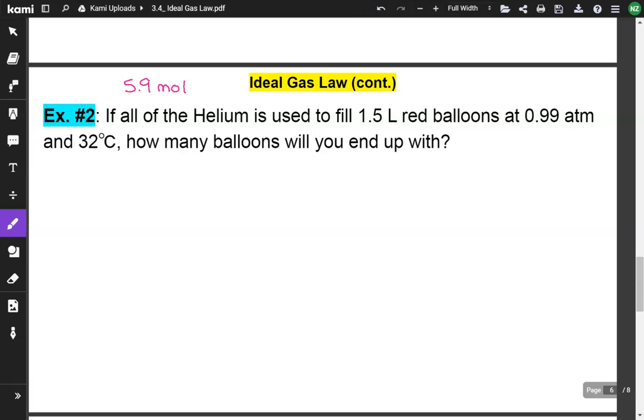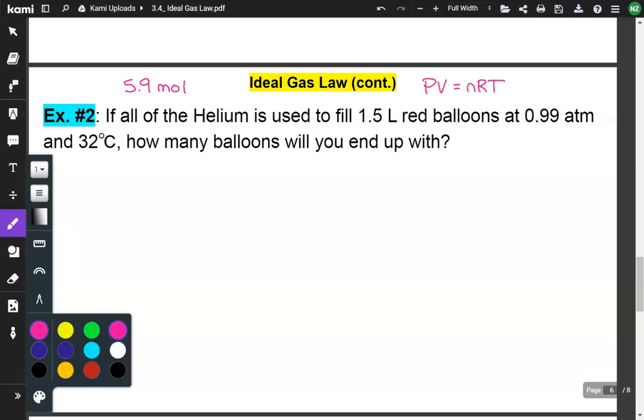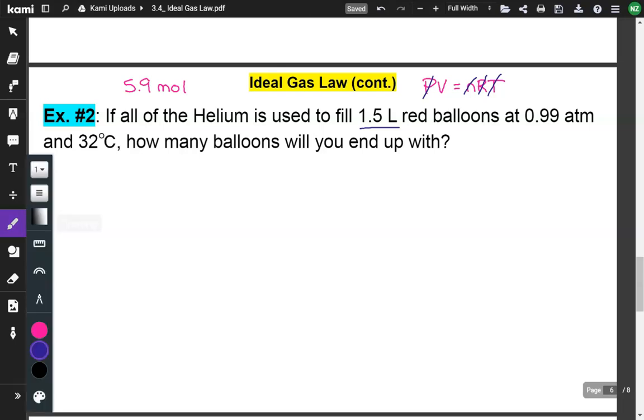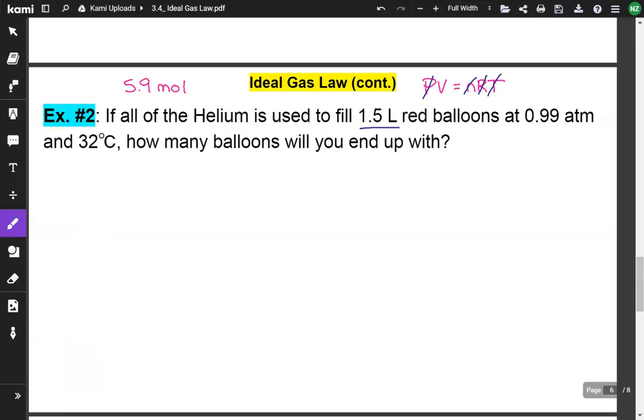Okay, so let's take a look at our equation, because it's not explicit what variable we're solving for. So we have moles. Obviously, we have our proportionality constant. We have a temperature. We have a pressure. We also have a volume, but be careful here. It says if all of the helium is used to fill 1.5 liter red balloons, how many balloons will you end up with? So we're actually finding out our volume here. We're figuring out the total amount of volume that we can fill with the amount of helium that we have.